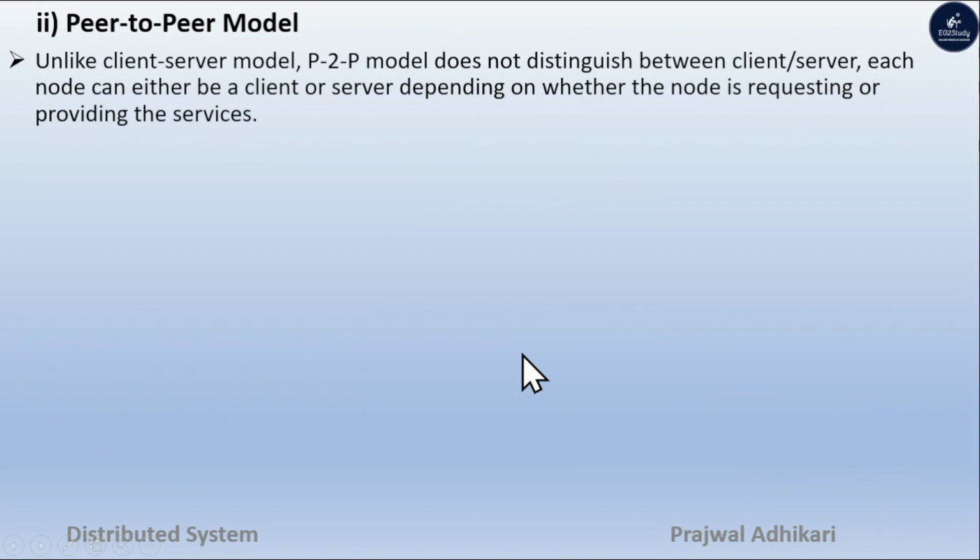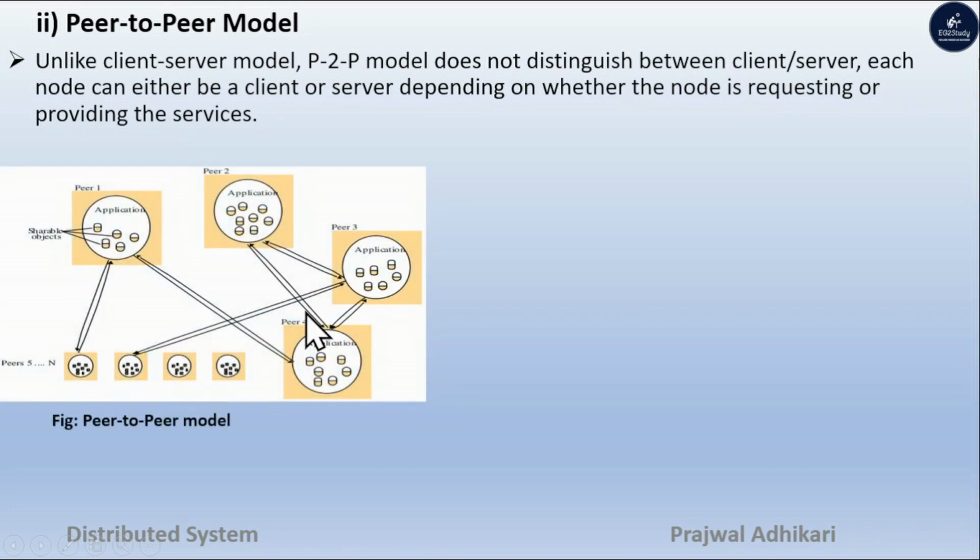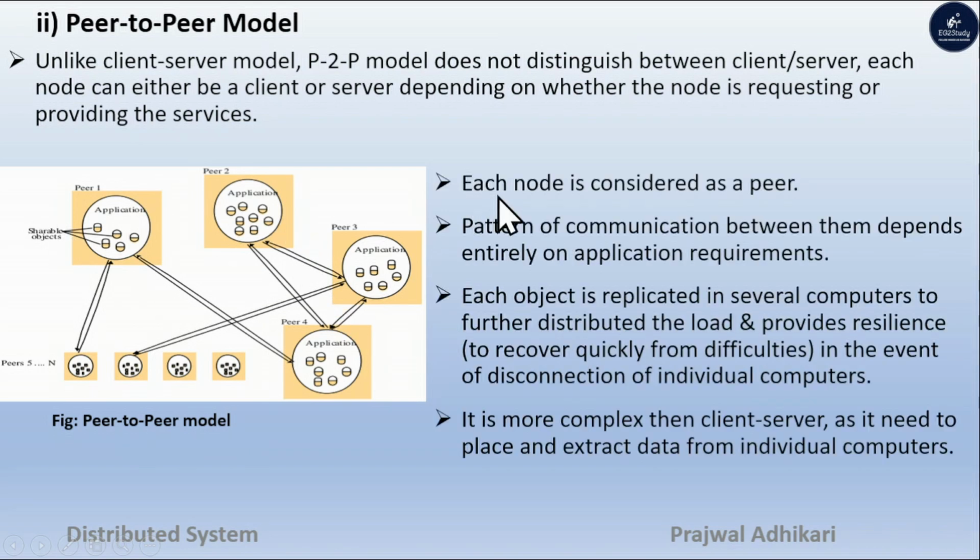Peer-to-peer model. Unlike the client-server model, the peer-to-peer model does not distinguish between client and server. Each node can be either a client or a server depending on whether the node is requesting or giving services. This is the diagram of the peer-to-peer model. Here there are different peers from peer 1 to peer n. They can share their resources between different connected peers. Each node is considered a peer. The pattern of communication between them depends entirely on the application requirement. What type of application does the peer require? According to that, peers communicate with other peers.